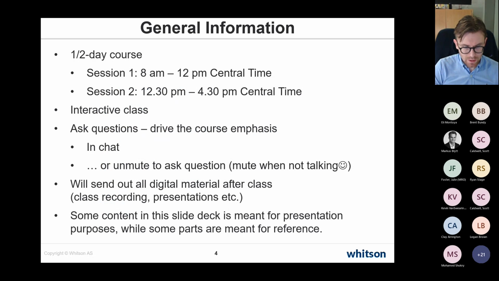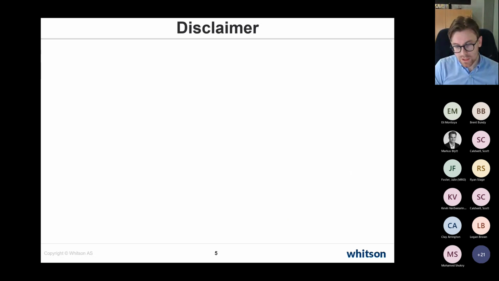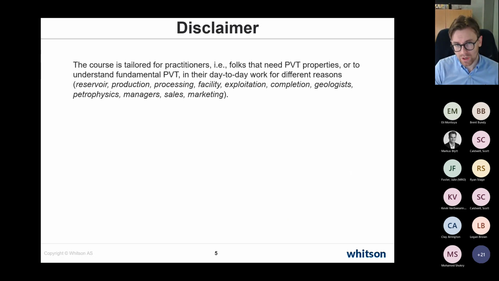So that's a little bit of course information. A little disclaimer, this course is tailored for practitioners, so folks that need PVT properties and to understand fundamental PVT in their day-to-day work. That can be for different reasons, for reservoir production, facility design, marketing, if you're a manager, etc.